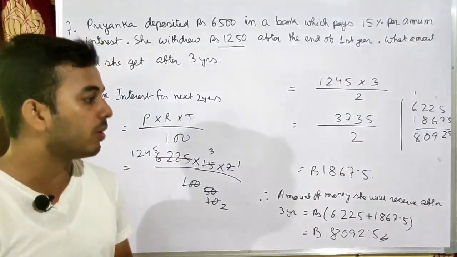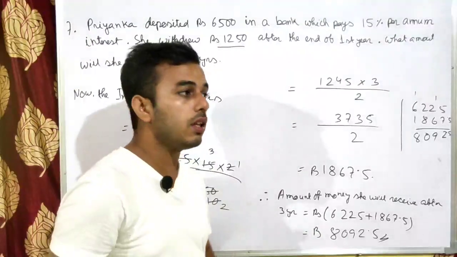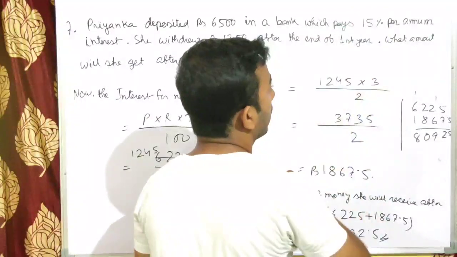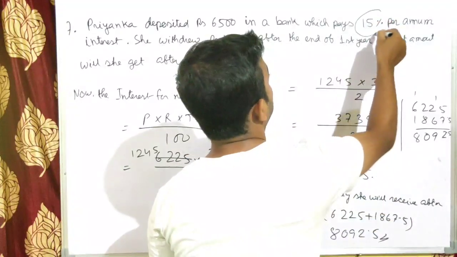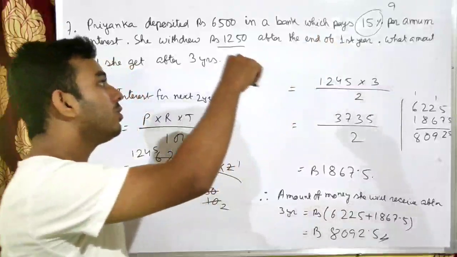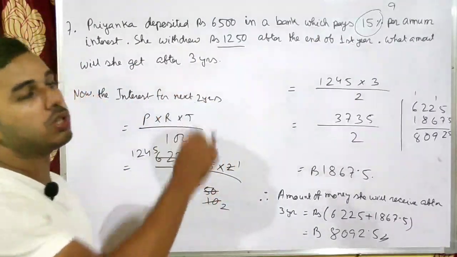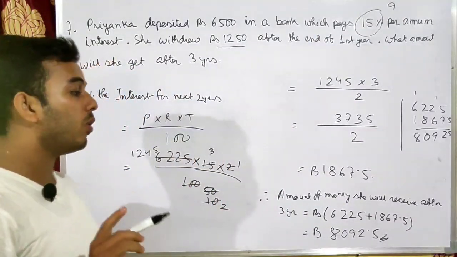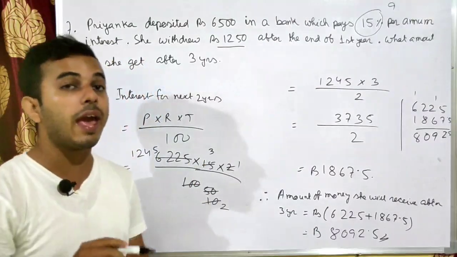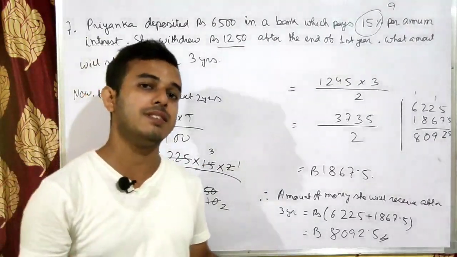Now remember one thing: in your book the rate of interest is 9, but I have written here 15. No problem, you can solve this question with a rate of interest of 9. What you will do is just replace 15 with 9 here, and everything else is the same.